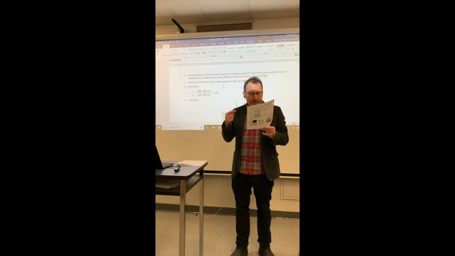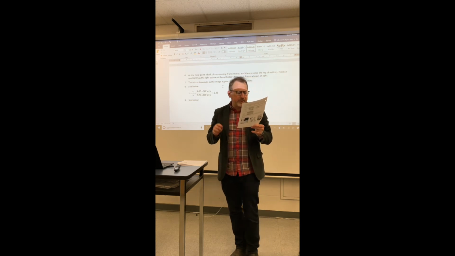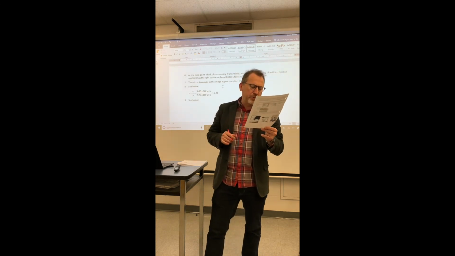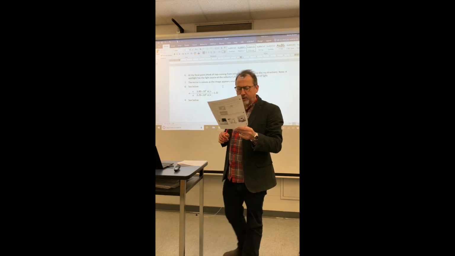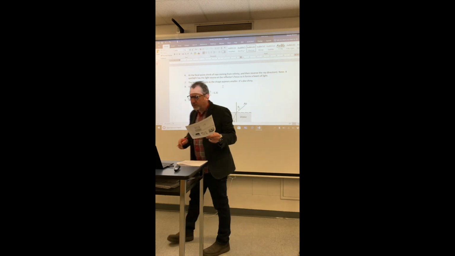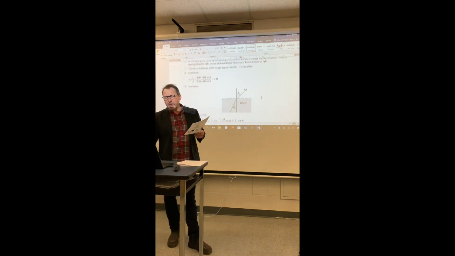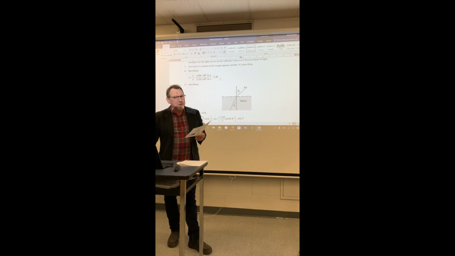So do I divide by the speed of light? Which way around is it? I need a number bigger than 1. So I need 3 times 10 to the 8 over 2.29 times 10 to the 8. So that would give me 3 over 2.29, about 1.31. Okay? If you ever get a refractive index less than 1, something's gone wrong. Okay?